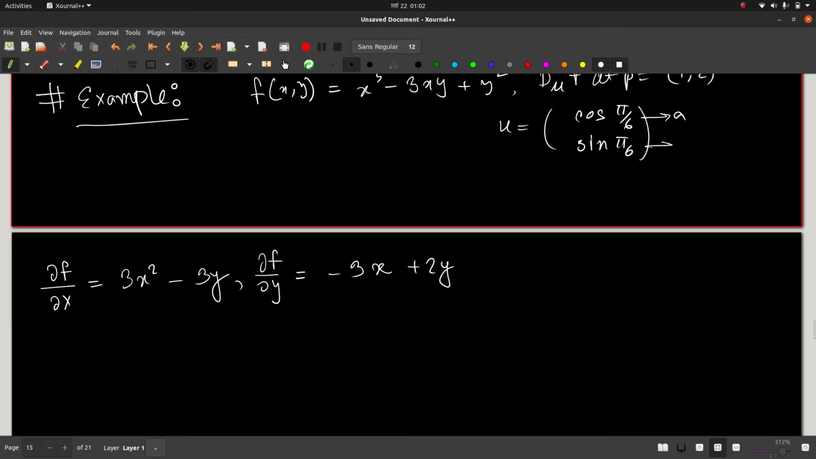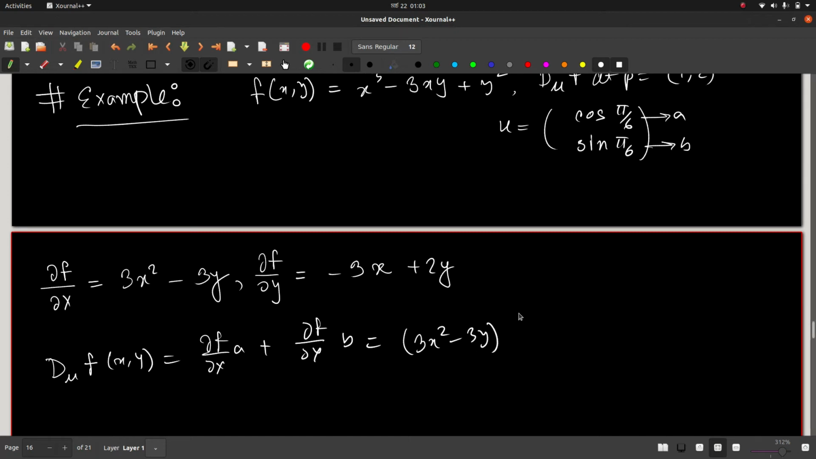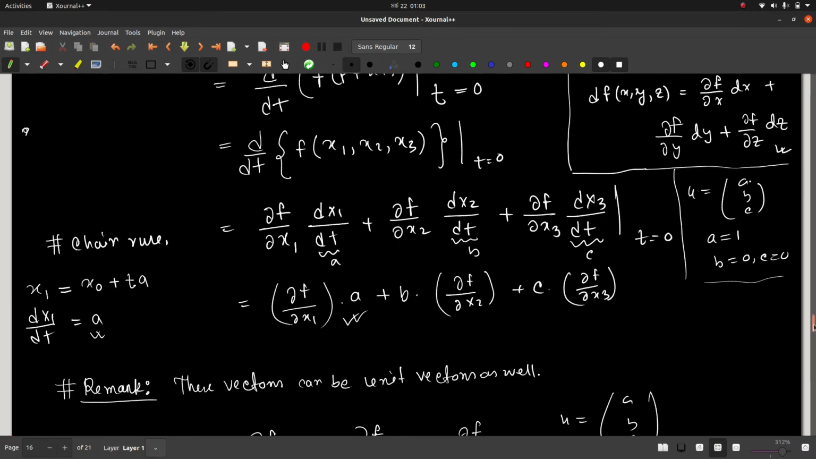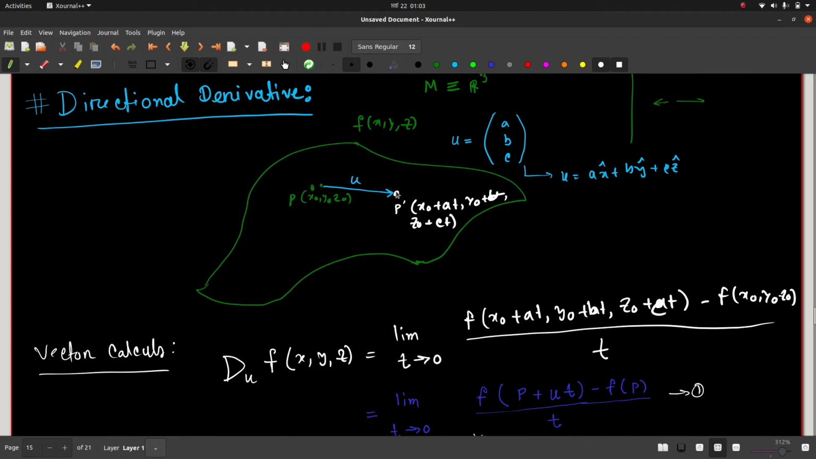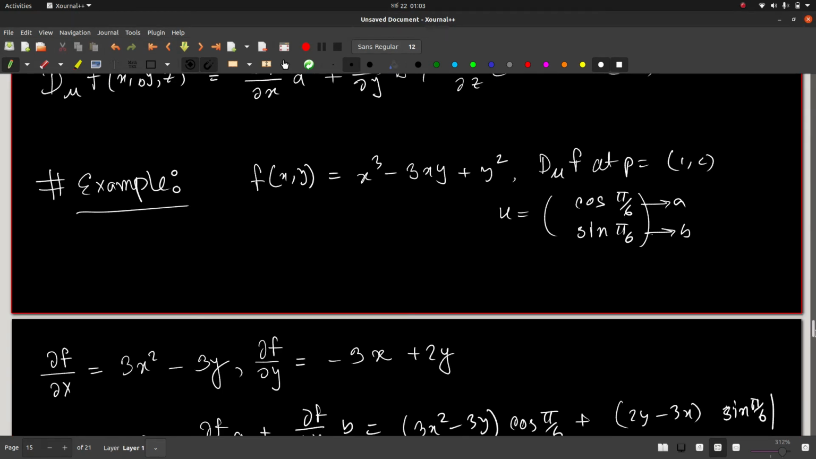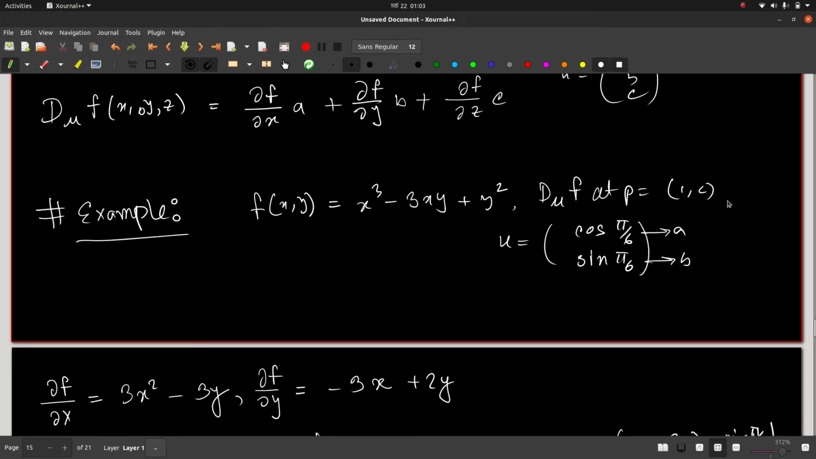And now this can be thought of as a, this can be thought of as b, like we derived in our formula, and we can finally write that this is nothing but df dx a plus df dy b, which is just (3x squared minus 3y) times cosine pi by 6 plus (2y minus 3x) sine pi by 6. And remember that we have to use the point, because in our definition we were saying that t was equal to 0, but t was only equal to 0 when these 2 points coincided. So now we have to use the information that we are interested in this directional derivative at point p equals (1, 2), and since this is the Cartesian coordinate system, x will be 1 and y would be 2.